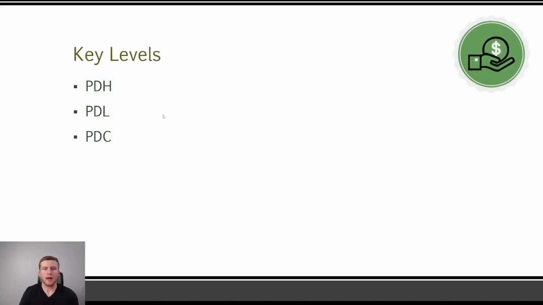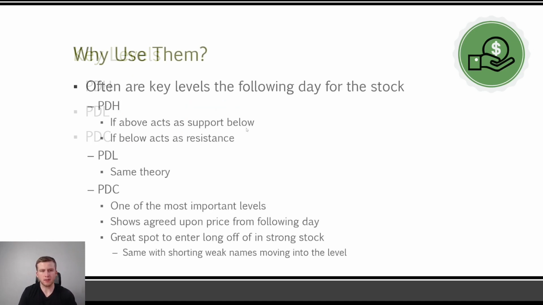Now, what are they? They're the prior day high, the prior day low, and the prior day close. All three of these levels hold their relevance into the following day's session. So if this happened on, say, Monday, then we would be watching these levels on Tuesday, because on Tuesday they would be the prior day high, prior day low, and prior day close.